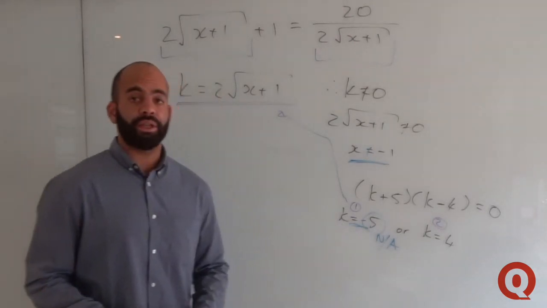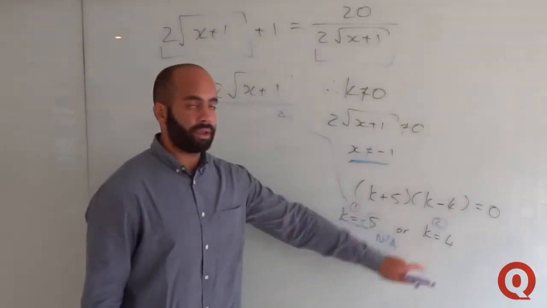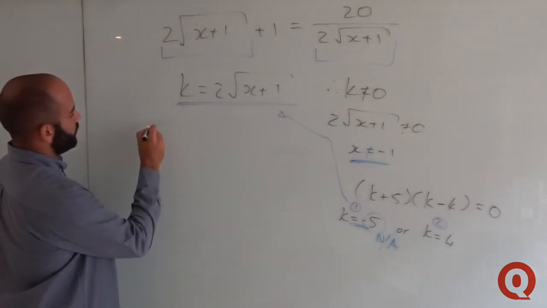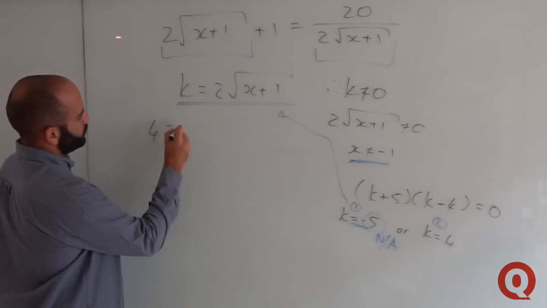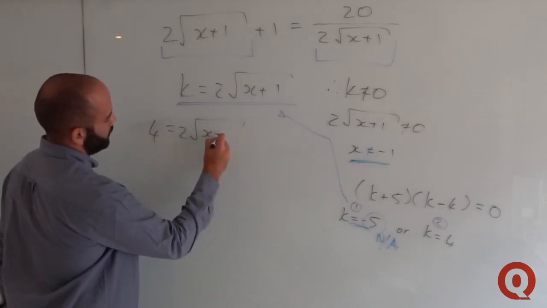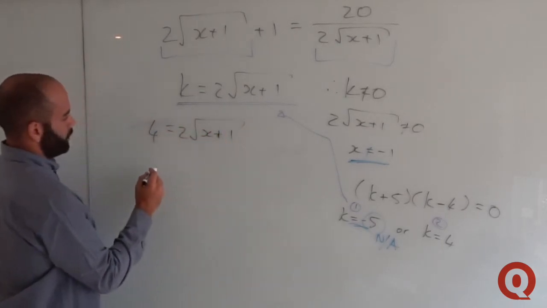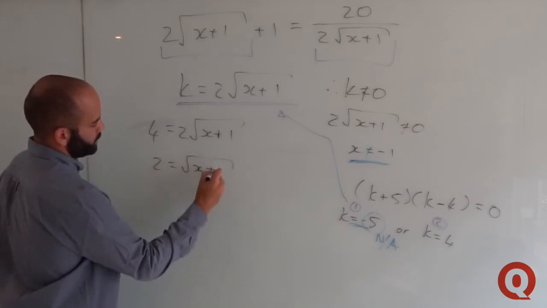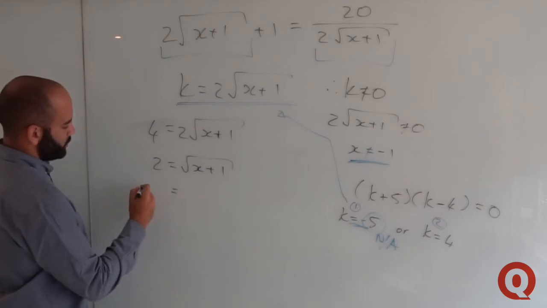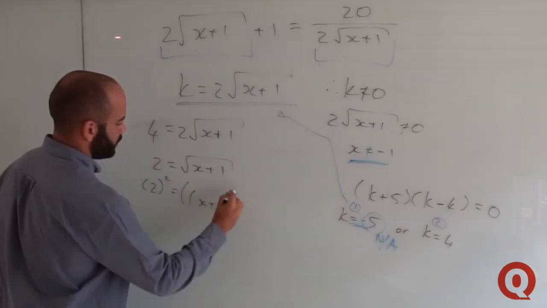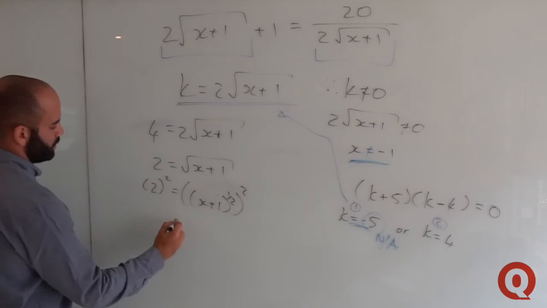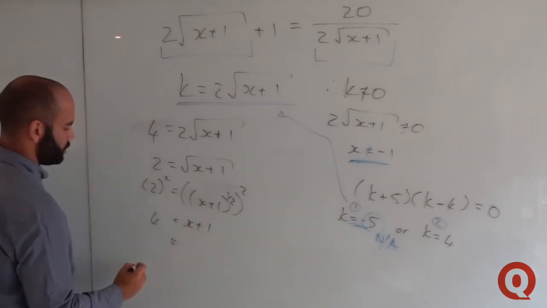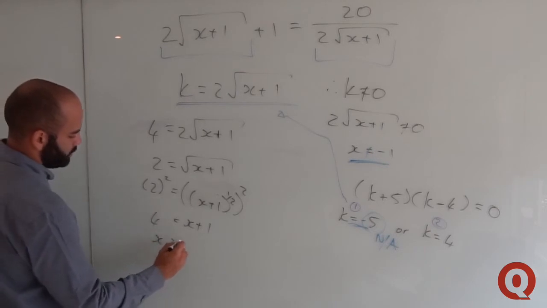So now if we take result 2, which is here k equal to 4, and substitute it back into this expression, you'd have 4 is equal to 2 root x plus 1. And simplifying this further, 2 is equal to root x plus 1. Squaring both sides, you'd have 4 is equal to x plus 1, which would mean that x needs to be equal to 3.